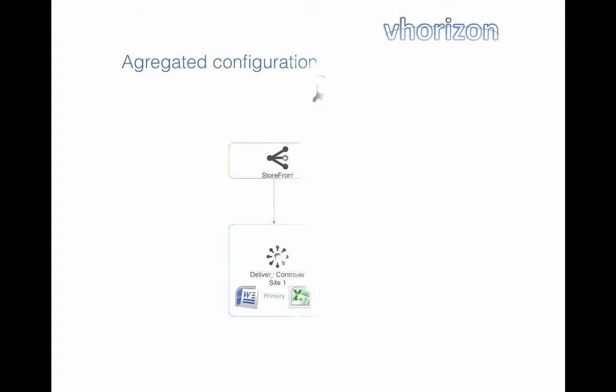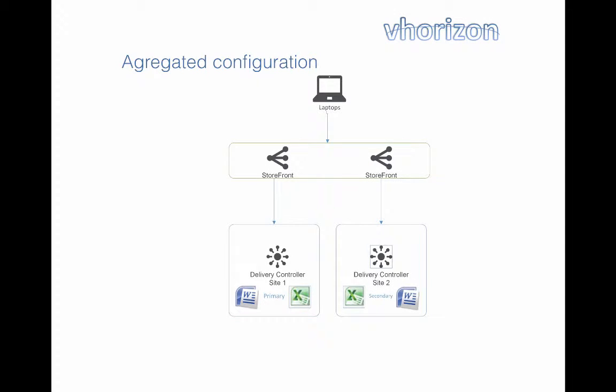And finally, we're going to have a look at the aggregator configuration. This allows you to specify two separate sites or farms, both with identical applications published to them. But while utilizing keywords within the published application, you can specify which version and which site of the application you'd actually prefer the user to see.